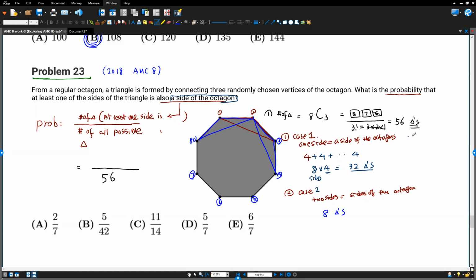All right, now the answer for at least one side, or 2 sides: I think 32 plus 8 is 40 triangles that have at least one side on the octagon. So you can simplify, right? Divided by 8, that is 40 over 56, and divided by 8 is 5 over 7.